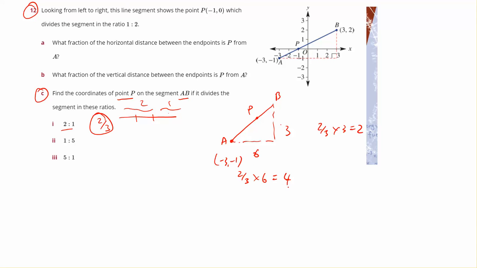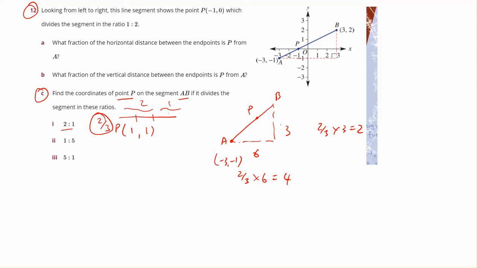So if I were to run 4, then my -3 coordinate becomes 1 now, because -3 plus 4 is 1. And if I rise 2, -1 plus 2 is +1. So your new coordinate, the coordinate P, if you divide the ratio as 2 to 1, will be (1, 1).